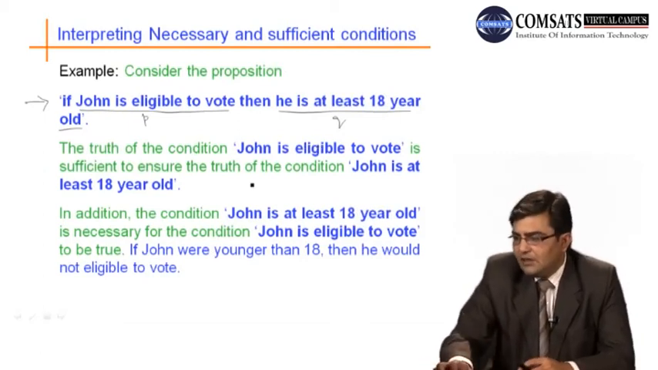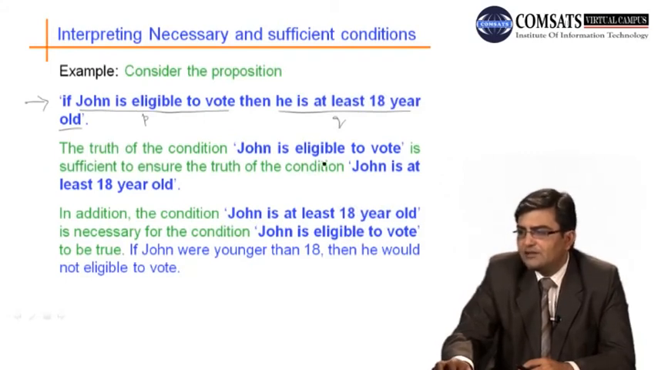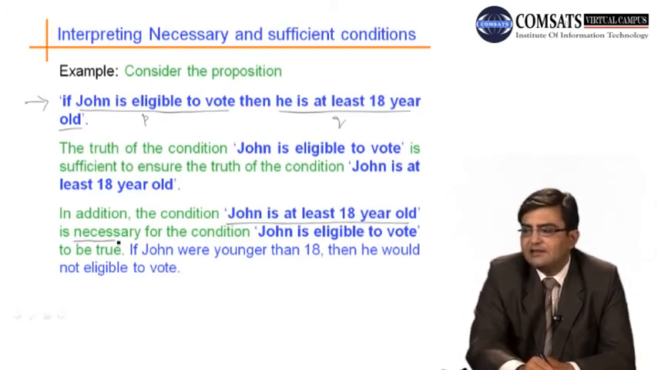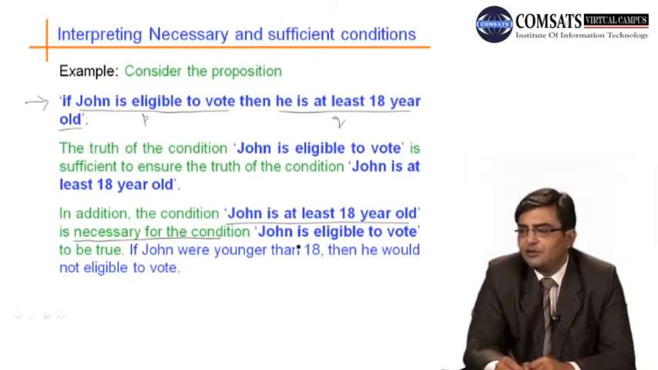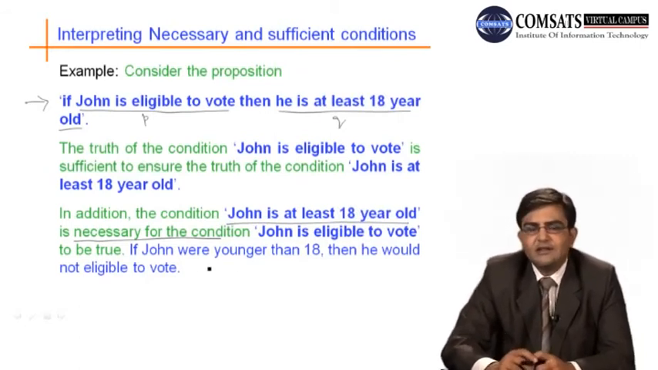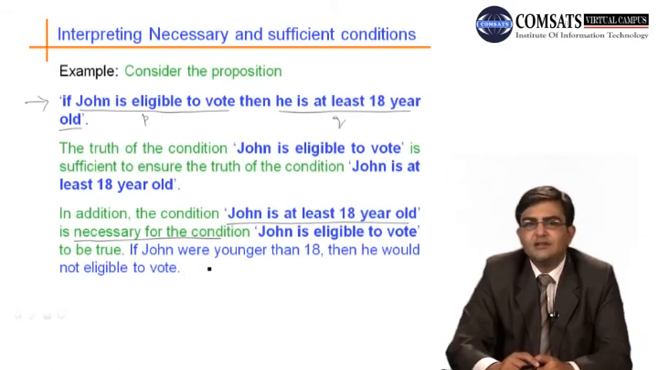So the truth of the condition John is eligible to vote is sufficient to ensure the truth of the condition John is at least 18 years old. In addition, the condition John is at least 18 years old is basically the necessary condition for John to be eligible to vote. So this is how we interpret the necessary and sufficient condition in these conditional propositions.